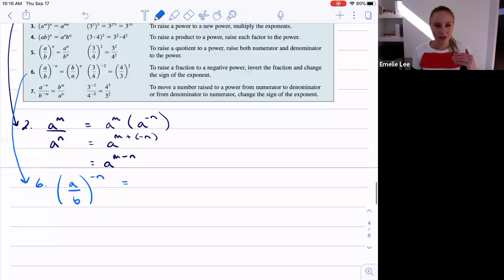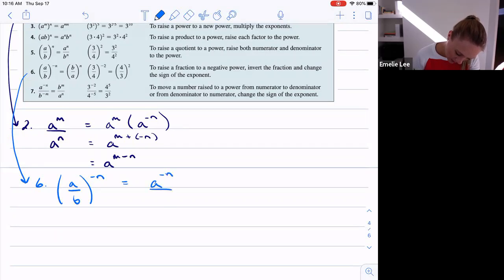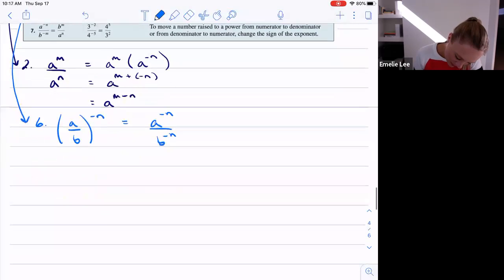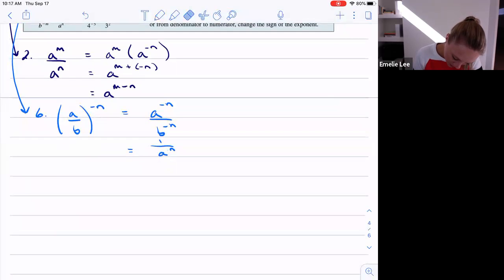So from law number 5, I know I'm allowed to distribute n. Okay, so I've got a to the negative n over b to the negative n. Fine. I know I can rewrite a to the negative n as 1 over a to the n. Oh, sorry, drop the negative now, because that's what I did when I did the 1 over.